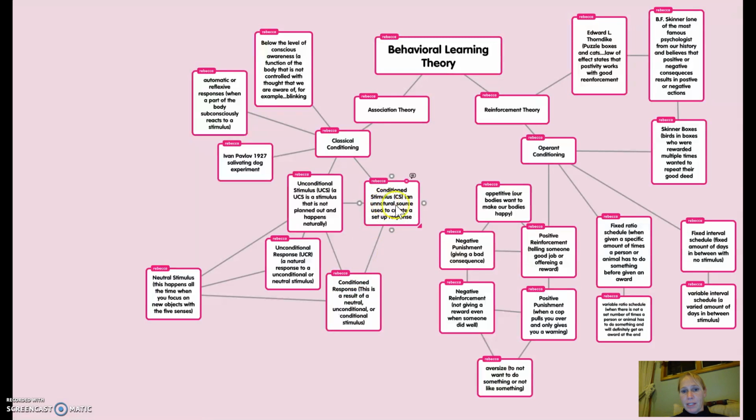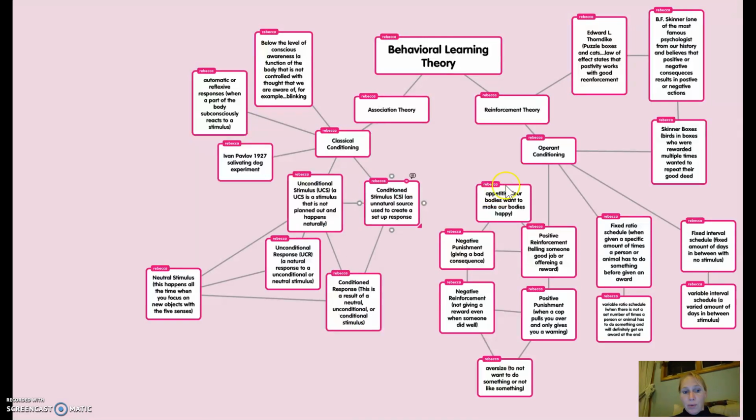Over here we have the conditioned response, an unnatural source used to create a set-up response. It's almost like you plan it, you purposely do something to try to get a purposeful response. So a conditioned stimulus leads to a conditioned response. This is the result of a natural, unconditioned, or conditioned stimulus.